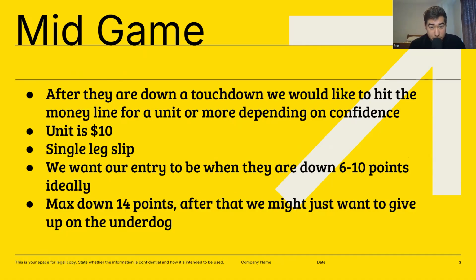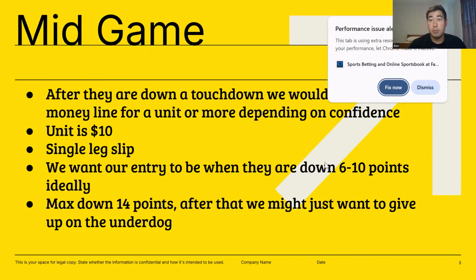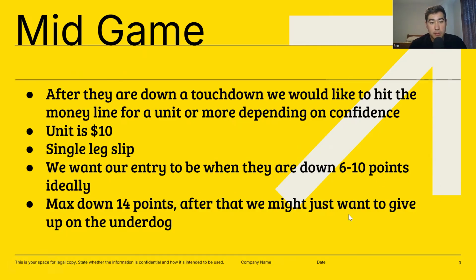If they're down 6 points, they have a good chance of just getting a touchdown and being up by 1 point, so that is a good time as well. The max is down about 14 points. We don't want to do anything more than that. If they're down 17 or 21, they're cooked, they're not coming back. But if they're down 14, they might have a chance. It's going to be pretty hard, but they might have a chance. So that's the max. We're not doing anything more than 14 points because they're not going to be able to come back from the deficit.